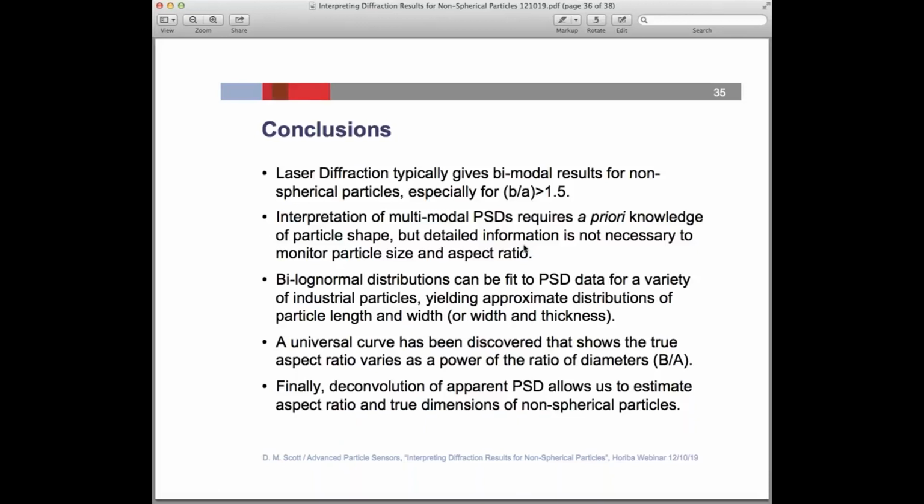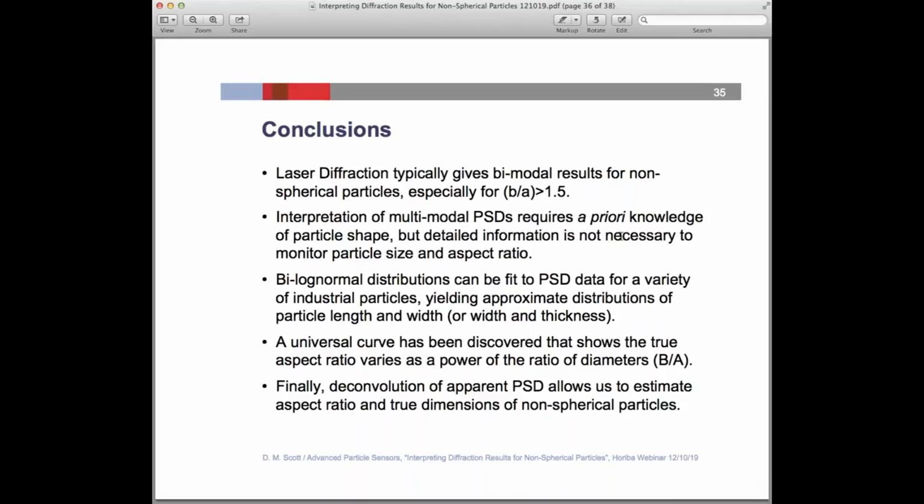So the conclusions are that the laser diffraction typically will give you a bimodal result for non-spherical particles. I mean, especially where the aspect ratio is greater than roughly 1.5. I mean, there's a lot of other things in there, the index of refraction and so forth. But from this work, that appears to be roughly where we see a very distinct onset of a second peak in the apparent PSD.